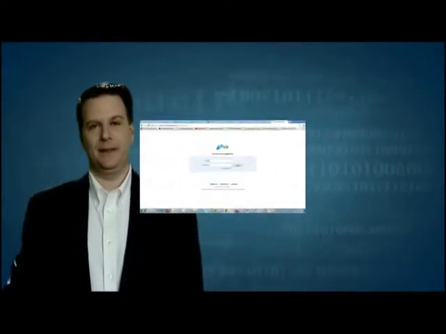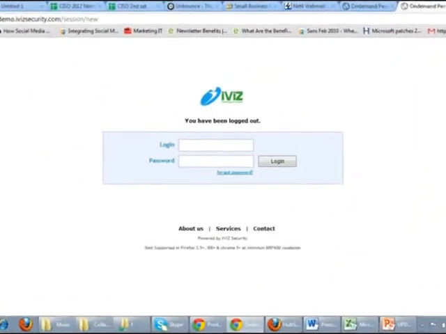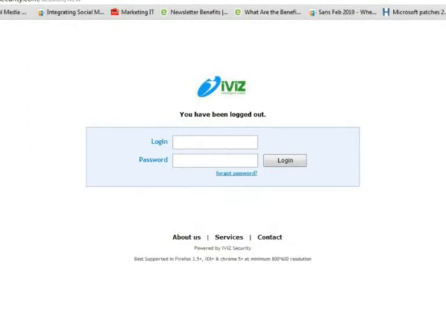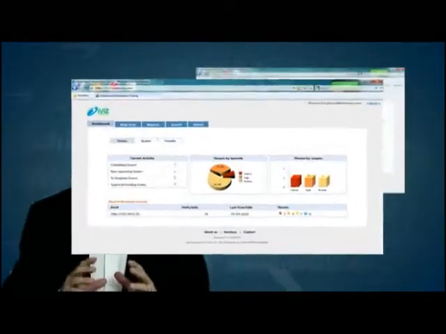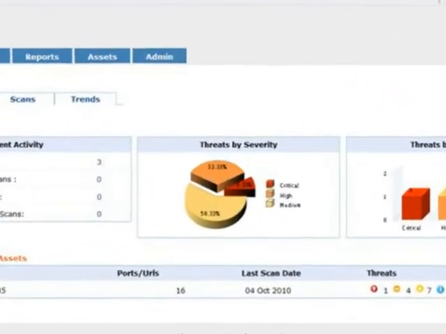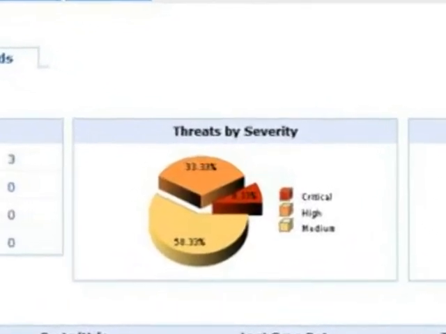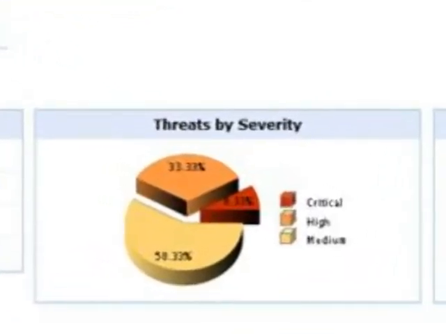Let's do a brief demo. We'll log into the secure platform, look at what we can do in terms of launching tests, monitoring tests, and analyzing the results. First thing we see is an executive level dashboard. All right, here we're looking at a pie chart of the critical, high, medium, and low vulnerabilities.